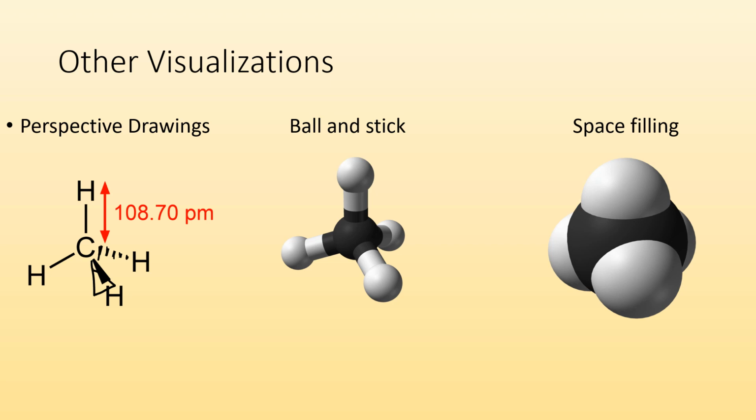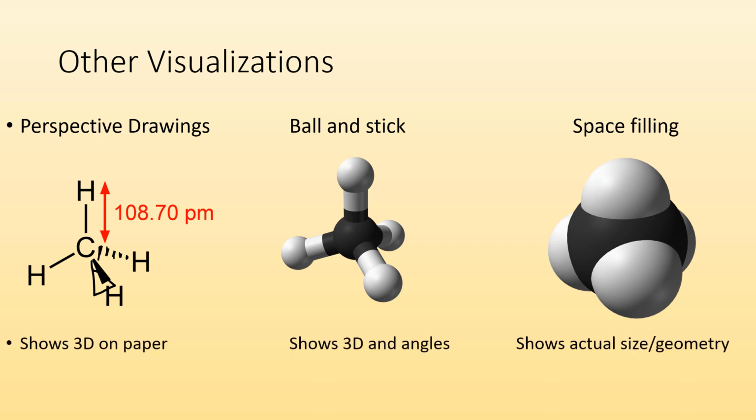The ball and stick model starts to show you the 3 dimensions, and the space filling model is really showing you the actual size and geometry of those atoms as they take up space in 3D. In the ball and stick, we have no sense of scale for how big each atom is. You just see how they're connected and their bond angles.